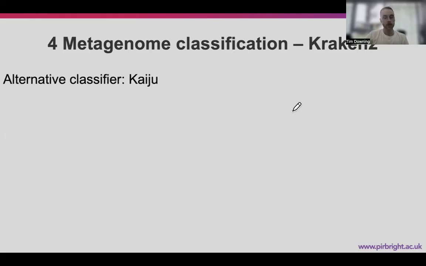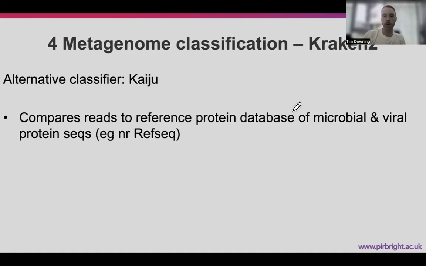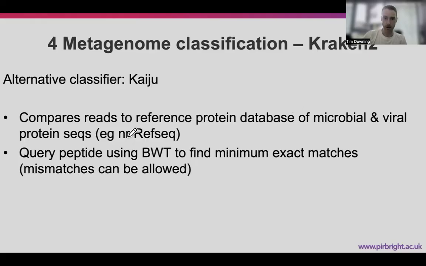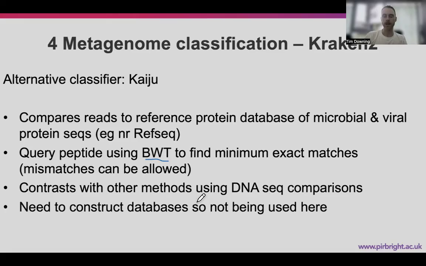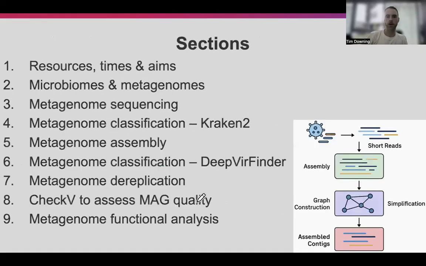I know there are other ones that are commonly used as well. We're just using Kraken 2, for example. Kaiju is another one that can be very effective. It compares reads to a reference protein database of microbial and viral protein sequences. The non-redundant RefSeq database is an example of that. It uses the Burrows-Wheeler transform to find the maximum exact matches, allowing for some mismatches. And it also does some DNA sequence comparisons to check that the match is accurate. But we need to make the databases for that, just like Kraken 2, which we don't have. So we're not going to use this particular one here.